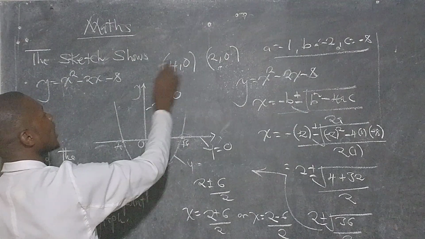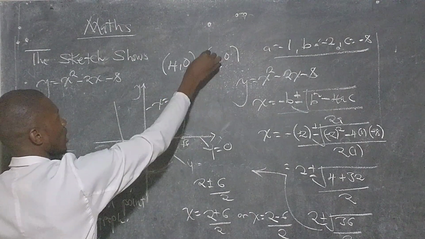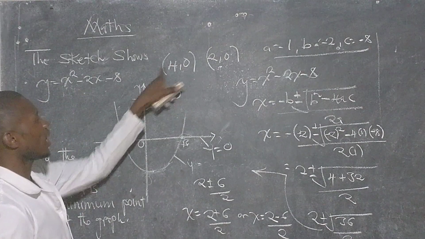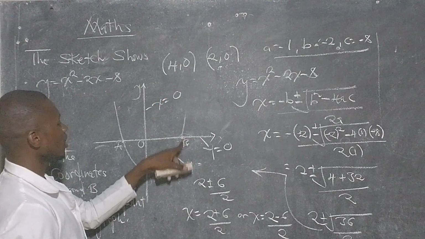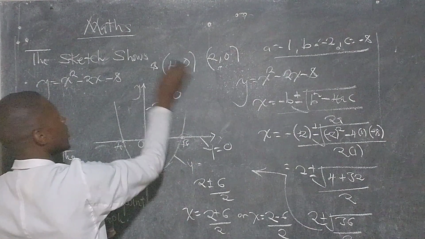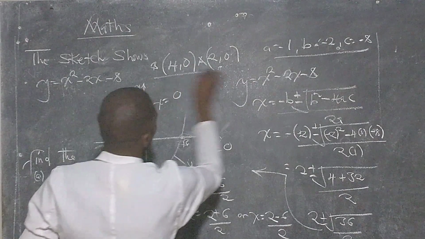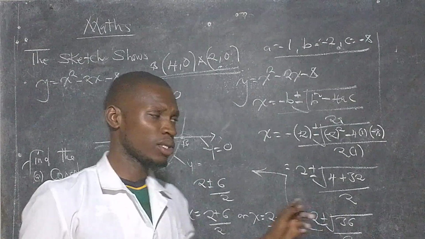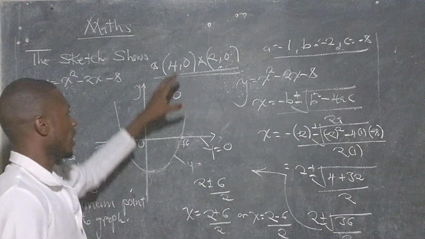Now for you to put a and b, this is negative 2, which is here. So for you to put a and b, we know that b is on the positive side. So this one will be b, this one will be a. So those were the coordinates which we were looking at before.